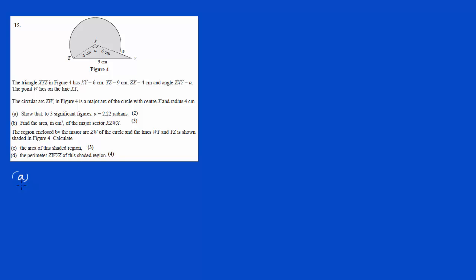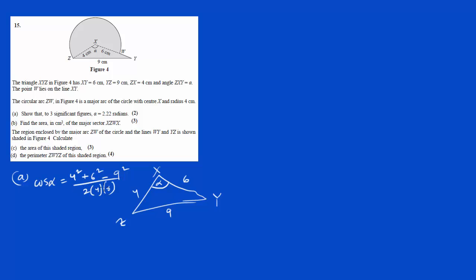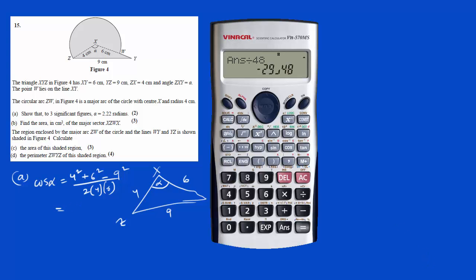In question A, we have a triangle XZY and we know each side of the triangle. XZ is 4, XY is 6 and the other side is 9. We have to show that the main angle, alpha, is 2.22 radians. For this we use the cosine rule. So cos alpha equals 4 squared plus 6 squared minus 9 squared, divided by 2 into 4 into 6. Let's calculate this. We have minus 29 by 48.